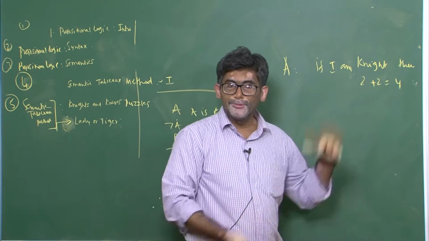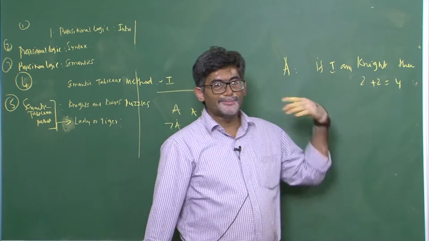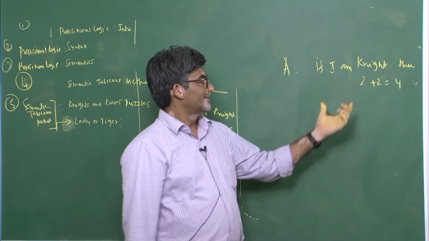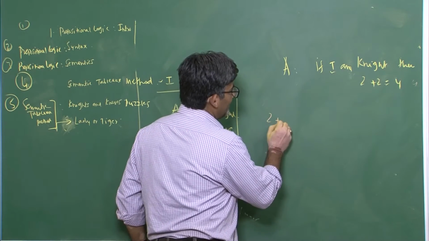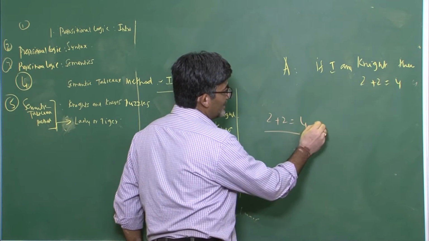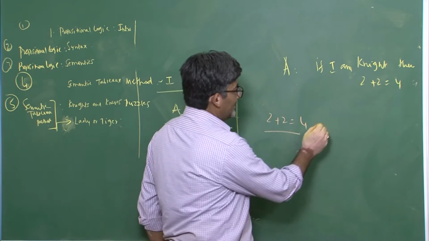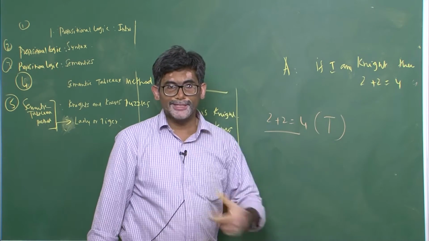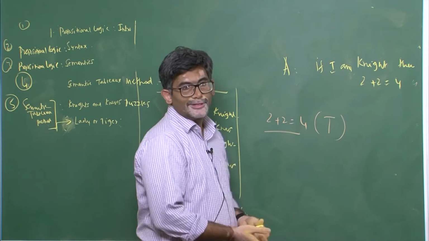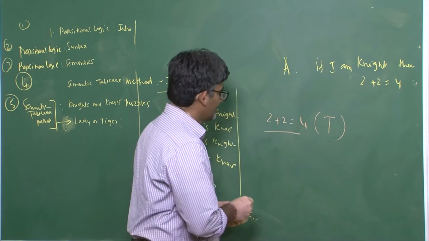So what can we say about A? Suppose he is making this particular kind of statement, we need to figure out whether he is a knight or a knave. So now usually 2 plus 2 is equal to 4 is always true. So that's why we represent it with this letter T. T means those sentences which are always true. They are also considered to be tautologies.